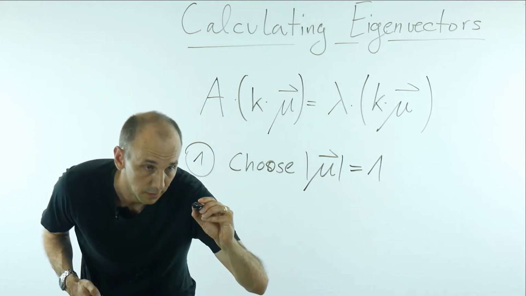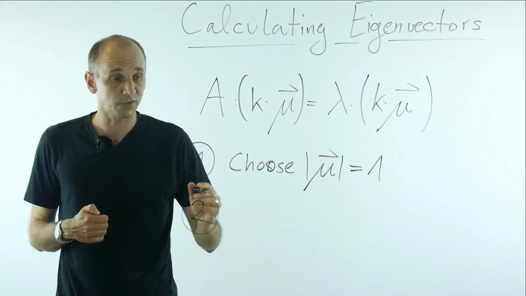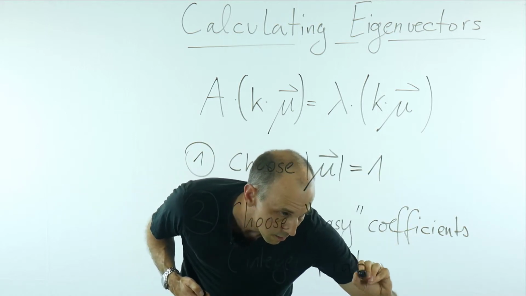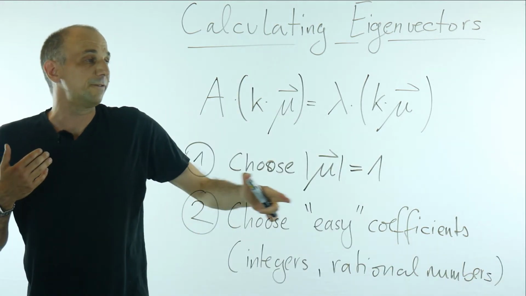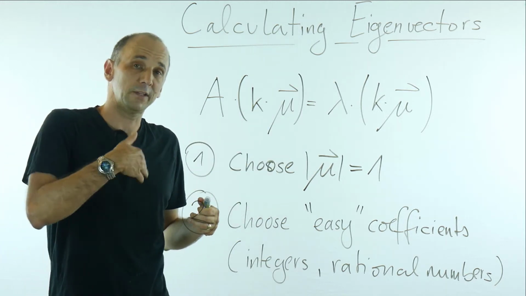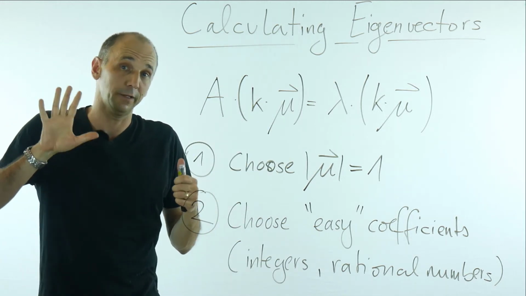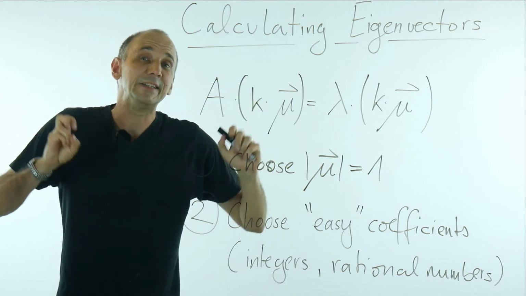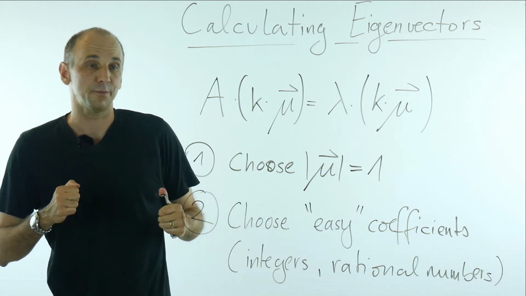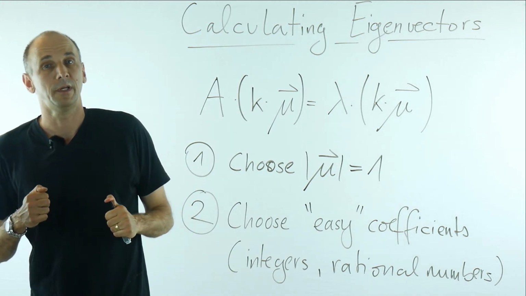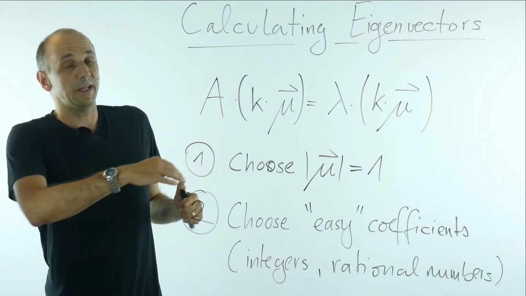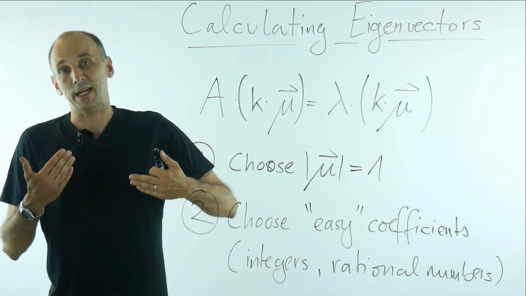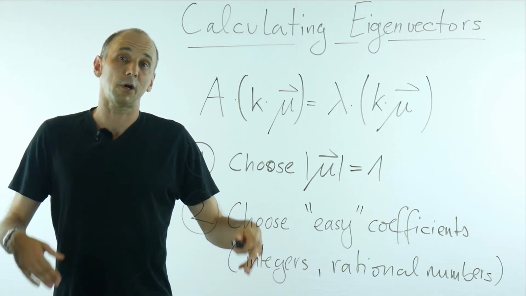The second point, which is often chosen, is that the coefficients of this mu, mu1, mu2, mu3, and so on, mu x, mu y, mu z, if we are in a 3-dimensional space, can be chosen so that they are easy numbers, that they are integers, that they are rational numbers. Most often then of course the absolute value is not 1. It's a choice, it's your taste that in the end will decide that, or whatever you're asked to deliver.